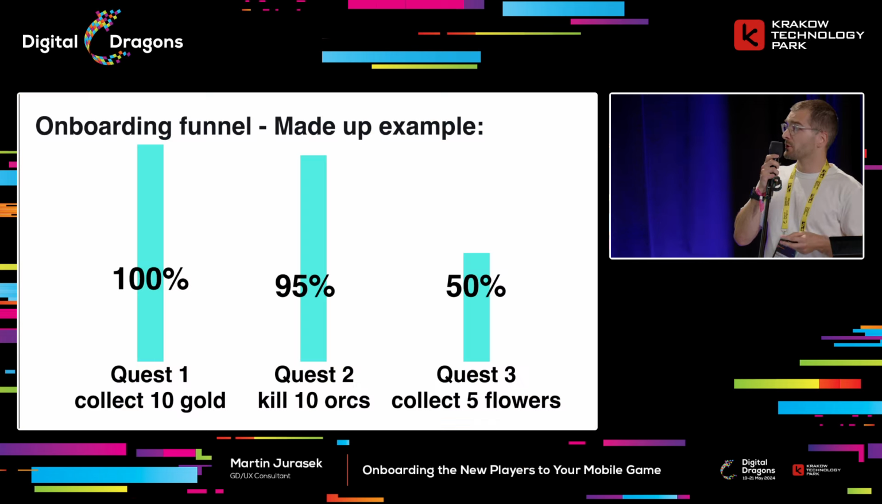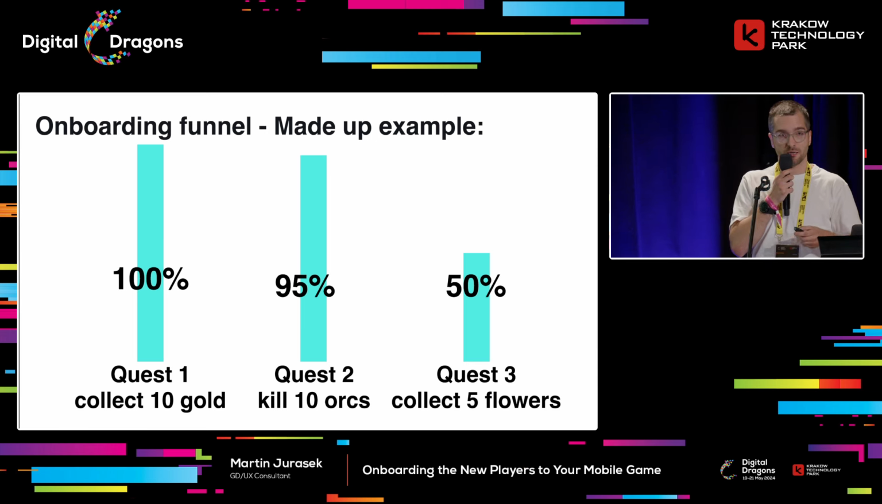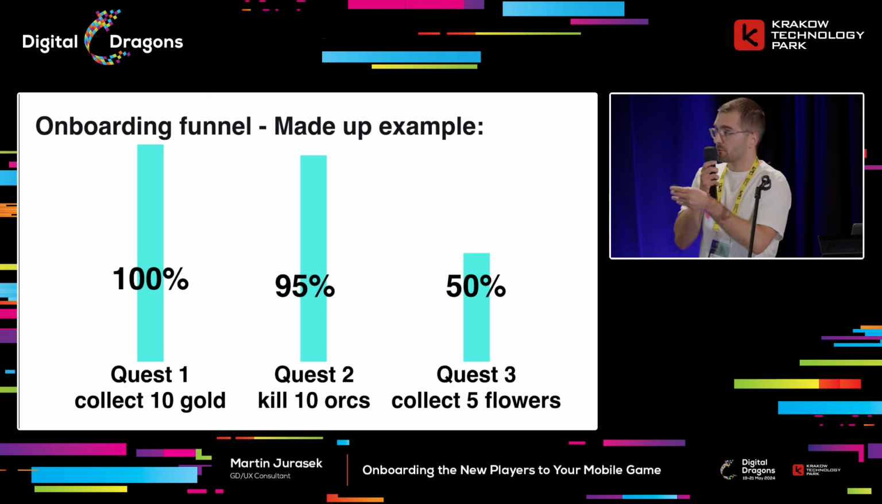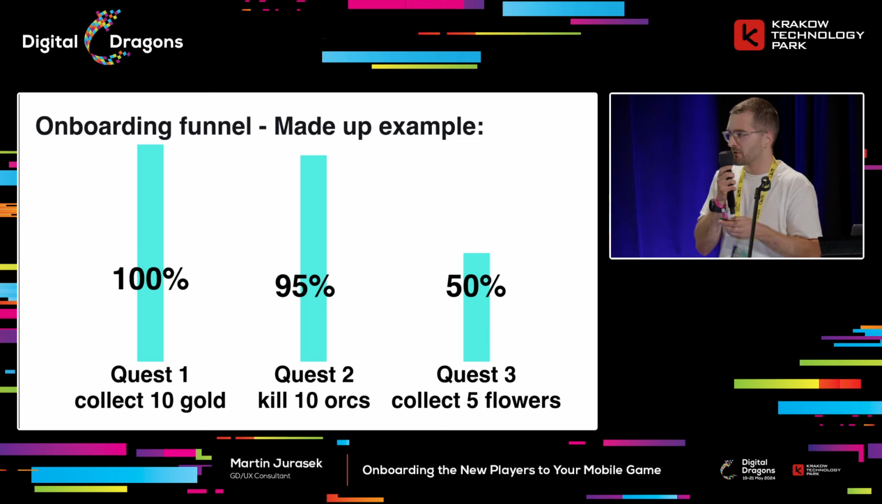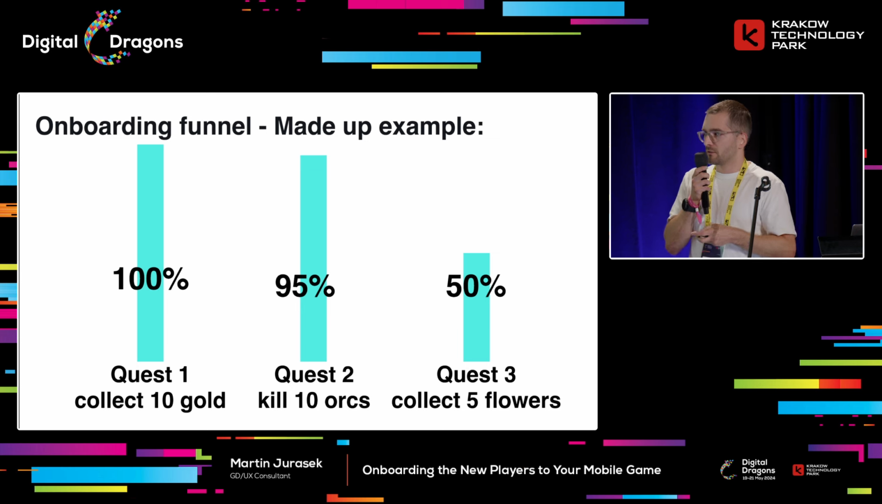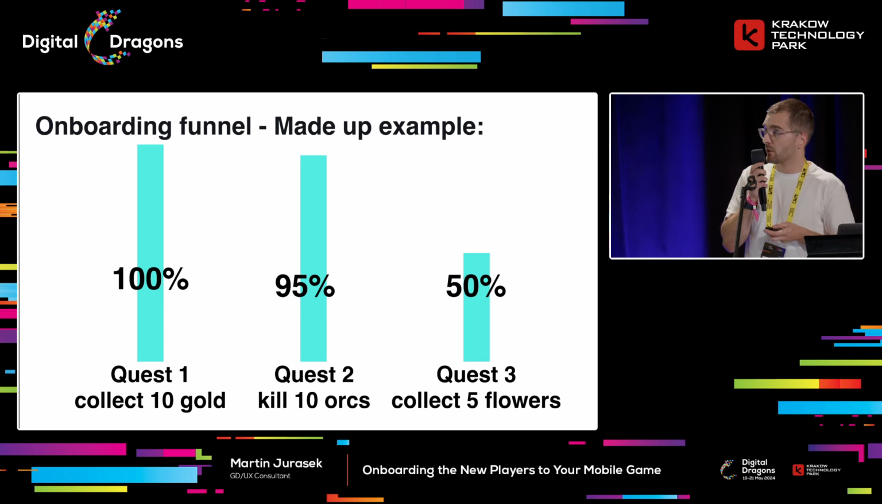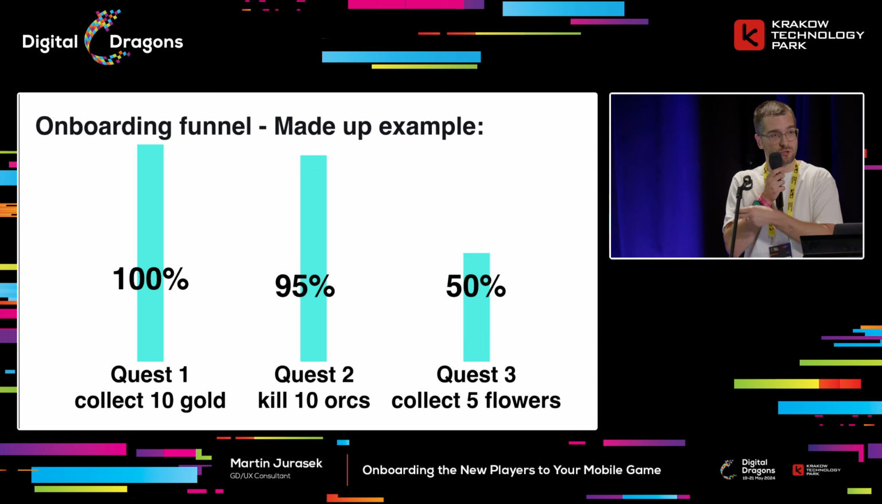Let's say we made an onboarding funnel with event tracking, which tracks the progress of the player based on the quests. So we can track that 100% of the players, which is not often the case, of course, managed to finish quest 1, which says collect 10 gold. And then we have quest 2, which says kill 10 orcs. Only 95% finish it, so we lost a couple of players. And then there's a big churn between quest 2 and quest 3, to collect 5 flowers.